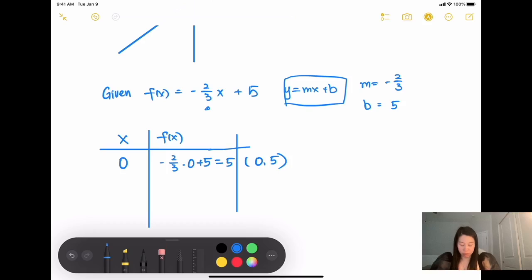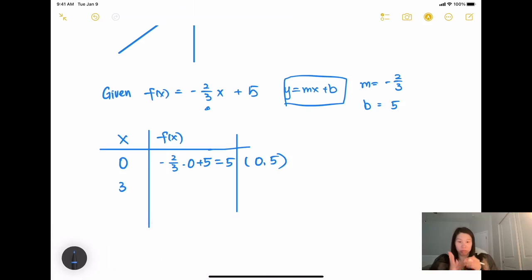So in this specific case, I want to pick 3 as my x-coordinate. So I have -2/3 times 3 plus 5, which is -2, because I get rid of the denominator, so I get a whole number. I have -2 plus 5, which is 3. So 3, 3. Now I have 2 points.